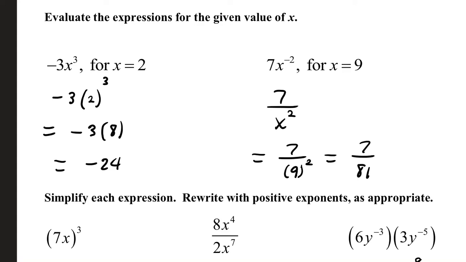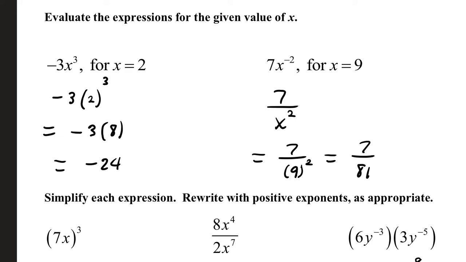Evaluate the expressions for the given value of x. We have the expression negative 3x cubed, and we're asked to substitute a 2 in for x. We place a 2 in here in parentheses. Be sure to apply exponent before you multiply. If you multiply three 2's together, 2 times 2 times 2, that gives you 8. 8 times negative 3 is negative 24.